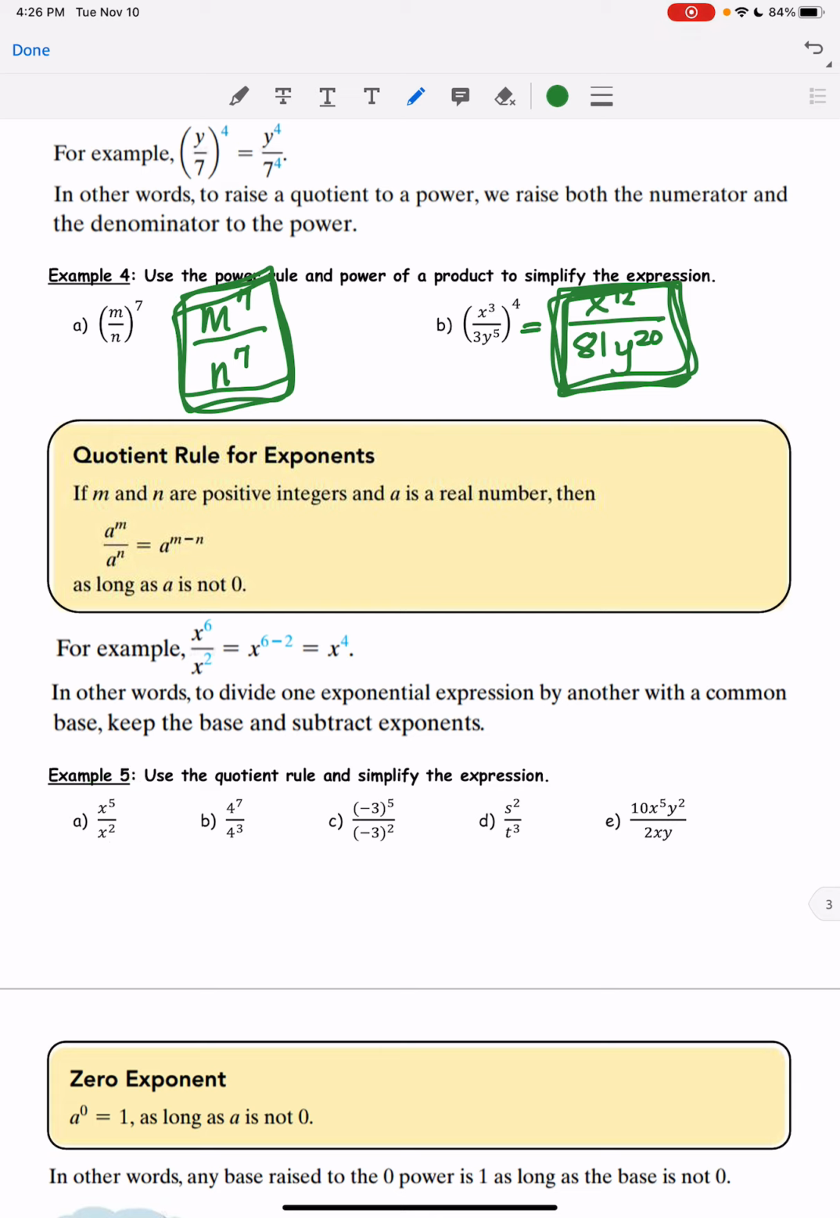X to the 5th over x squared. That would be the same as x times x times x times x times x all over x times x. So here, cancel an x on the top and the bottom. Cancel an x on the top and the bottom. How many am I left with? We're left with an x cubed. So what could I have done? We could have done x to the 5 minus 2.